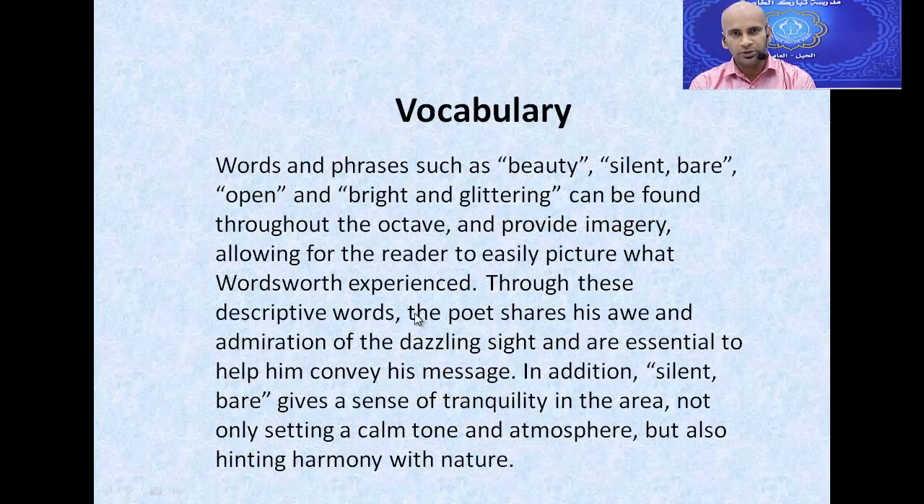Now the vocabulary. There are several vivid graphic words used here. They are intended to help him present the beauty of the city, as we can find words like silent, bare, open, bright, glittering. Throughout the octave they provide imagery allowing the reader to easily picture what Wordsworth experienced. Through these descriptive words, the poet shares his awe and admiration of the dazzling sight, and they are essential to help him convey the message.